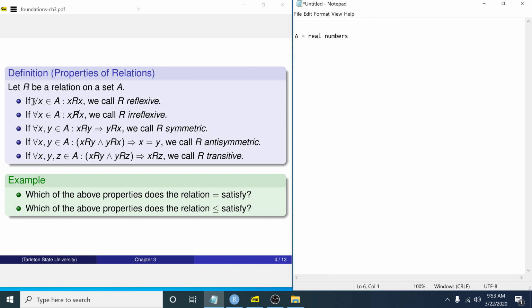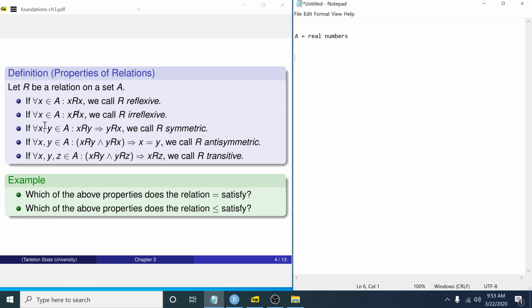So this first one says, if it's true that for every x in your universe A that x is related to itself, then we say that the relation is reflexive. This is pretty reasonable, right? It's like if you look in the mirror, you're going to see a picture of yourself. So you're going to see a reflection of yourself in the mirror. So if x always sees its reflection on the other side, then R is a reflexive relation. If x never is related to itself, then it's irreflexive, which is a very reasonable term.